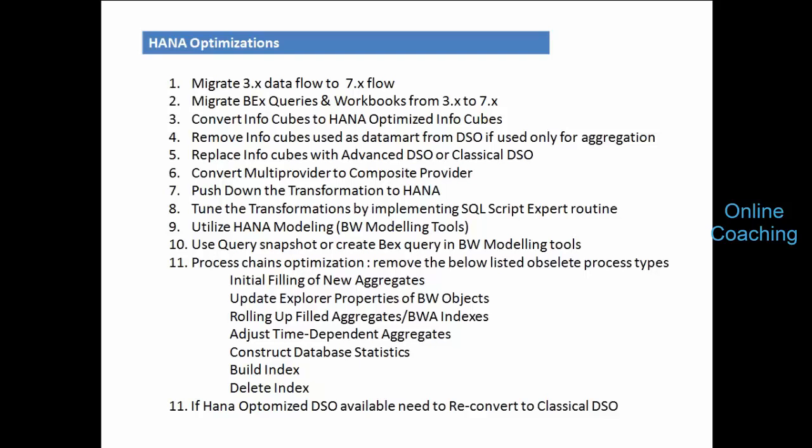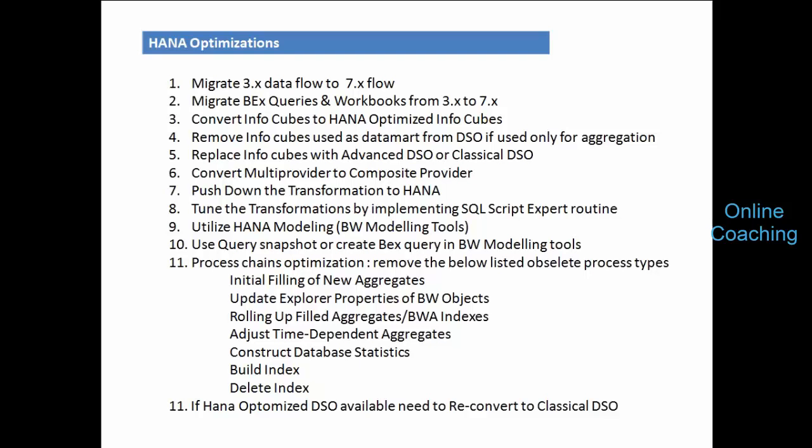And then convert cubes to unoptimized cubes. And remove cubes if they are used as a data mart for DSOs, used only for aggregation. I told you, you'll be eliminating cubes at the top if they're used only for aggregation. Then replace cubes with that. If you have to use cubes, you can replace InfoCubes with advanced DSOs. You know about advanced DSO like a cube?